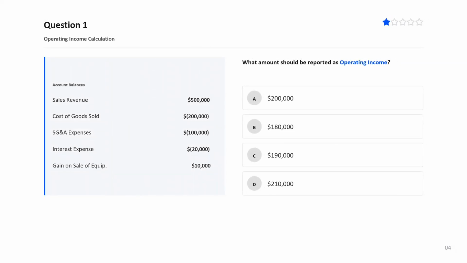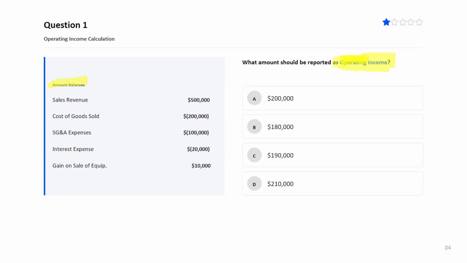Our first question is a foundational one. It's testing your knowledge of multi-step income statements. The question is asking us for operating income. So when you see operating income, think of non-operating income and the multi-step income statement.